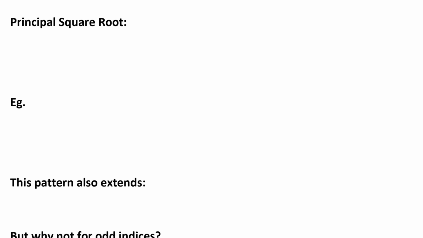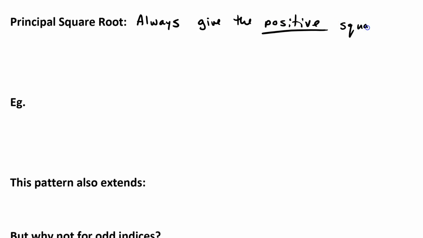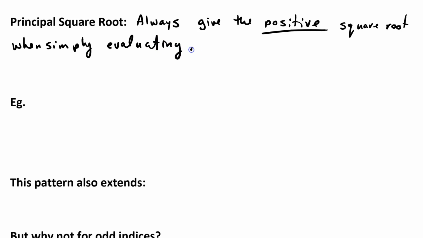So let's talk about what a principal square root is. What we say is always give the positive square root when simply evaluating. So for example, if I were to say the square root of x squared, I'm going to call that the absolute value of x. We're going to go for the positive one.